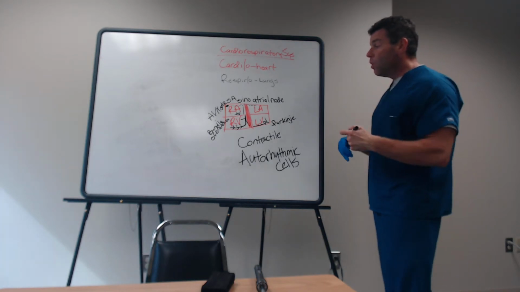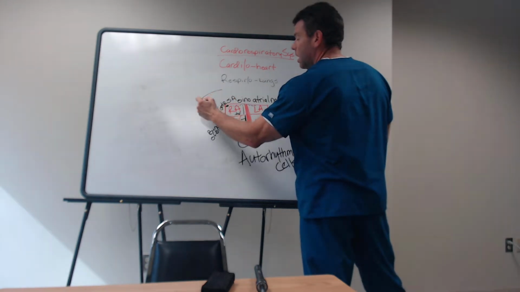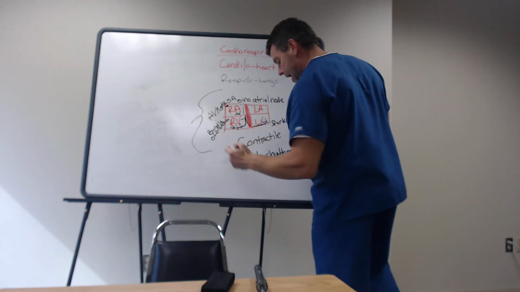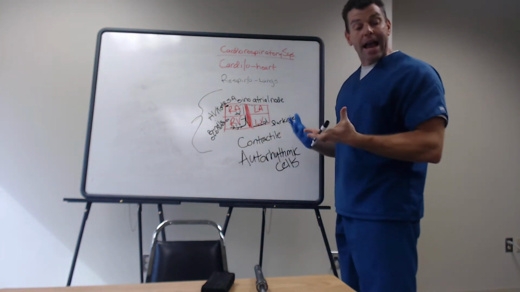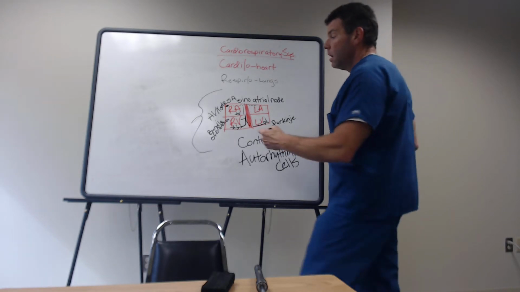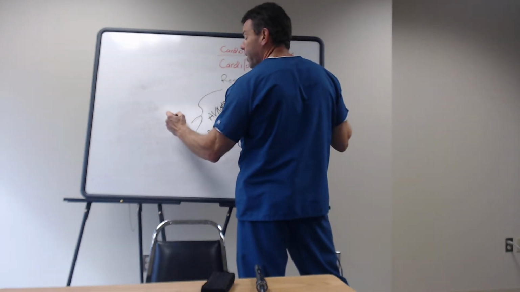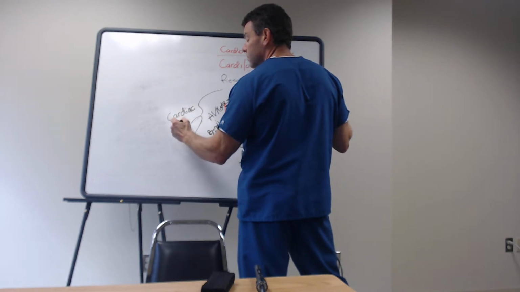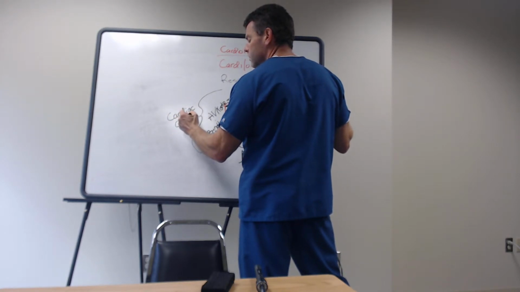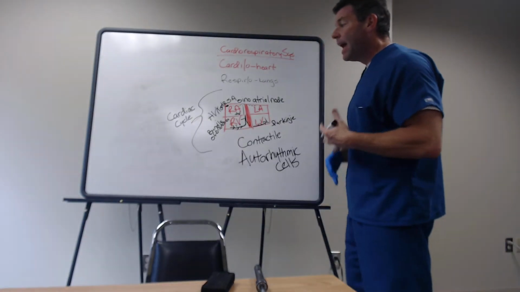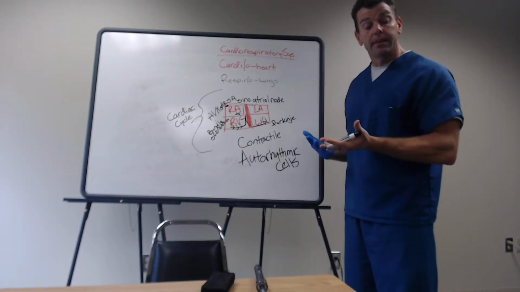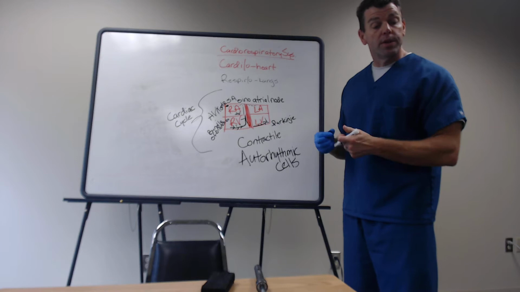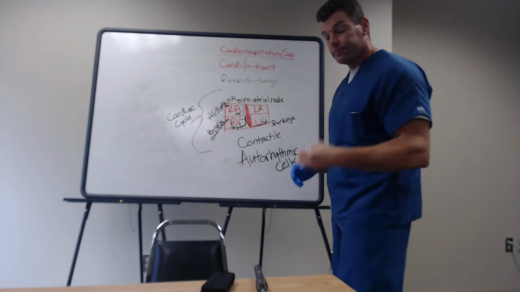Okay? So this entire electrical activity we refer to as a cardiac cycle. And that's what ultimately gives us the waveforms that we see on an EKG.